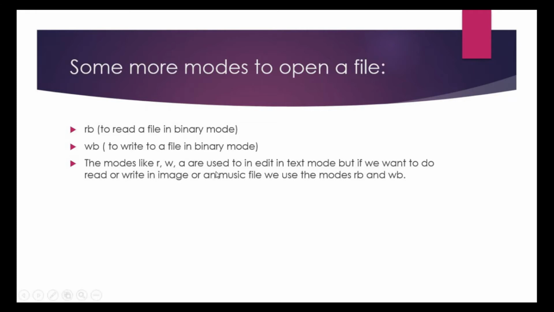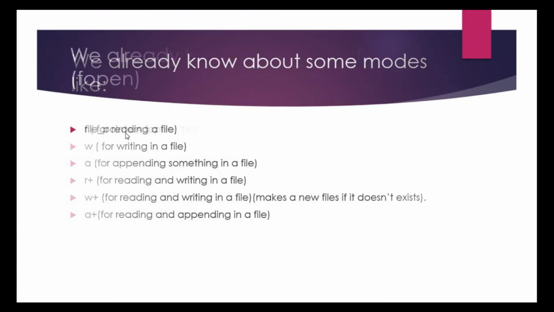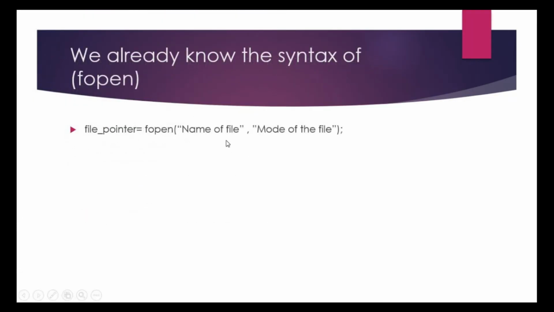So if I go back to the syntax of fopen, over here I will type the name of the file, which can be anything. Let's take an example of test.file, and here we will take the mode of the file. If you want to read the content of that image or music, we will type here RB. Otherwise, if you want to write something, we will type here WB.